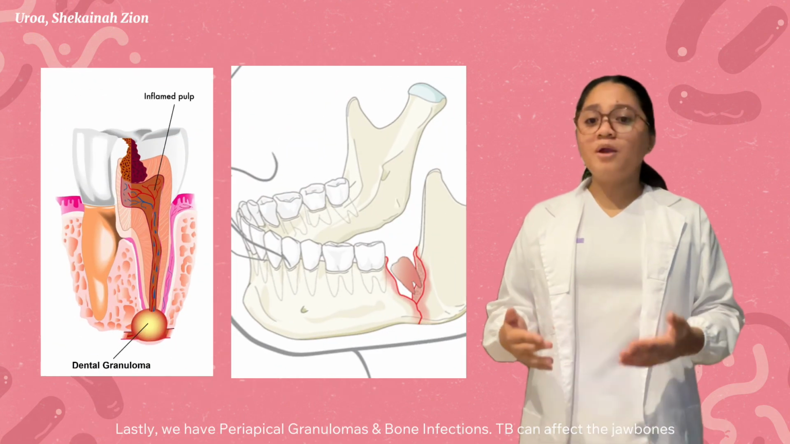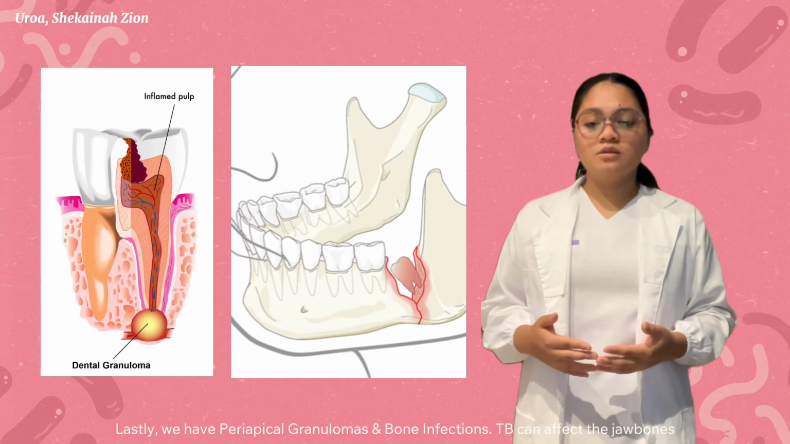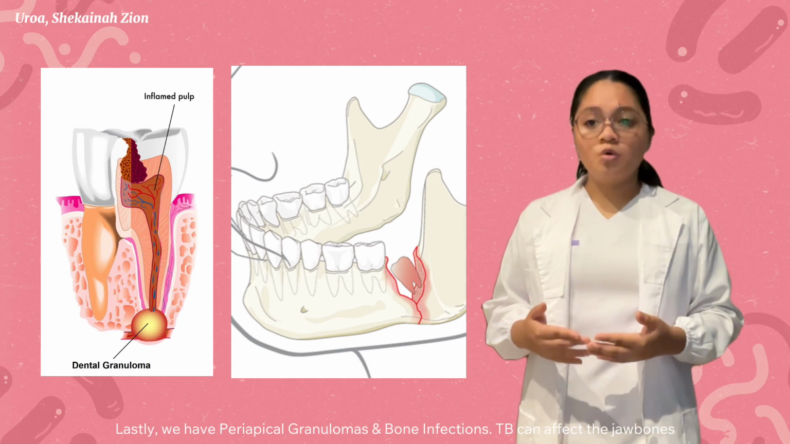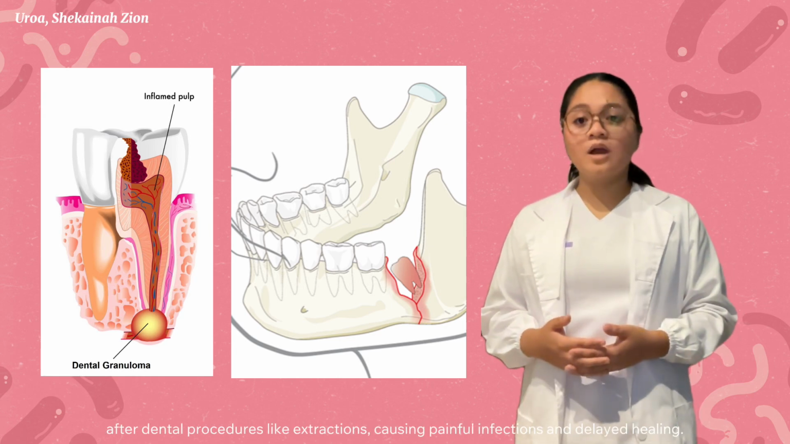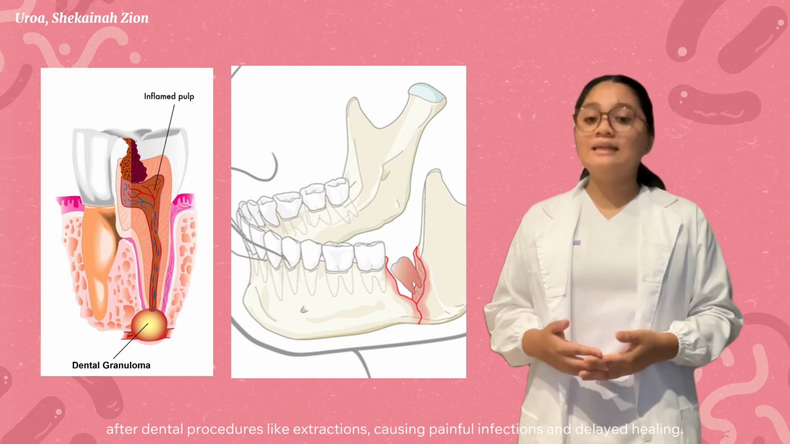Lastly, we have periapical granulomas and bone infections. TB can affect the jaw bones after dental procedures like extractions, causing painful infections and delayed healing.